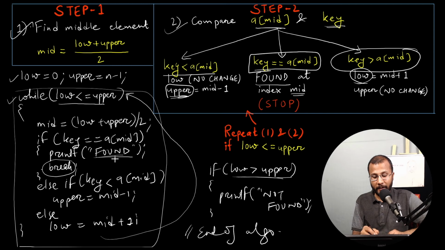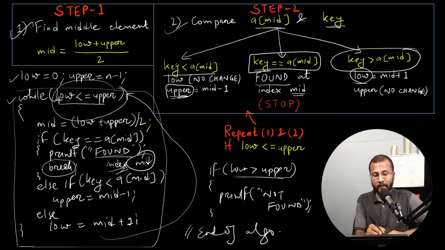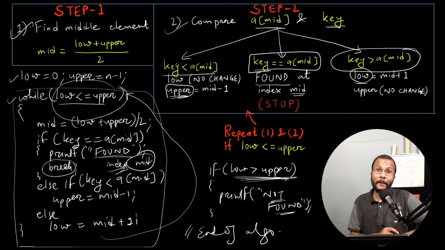Where is the element found? Element is found at index, you can also print the index. Index is nothing but mid. It is found at the index mid. But if you are outside of the loop because this condition is false, that means you have tested with all the elements in the array, still the element is not found. So in that case, this condition would be true. If this condition is true, you'll print that element is not found. Okay, so this is how you can actually implement the binary search algorithm.